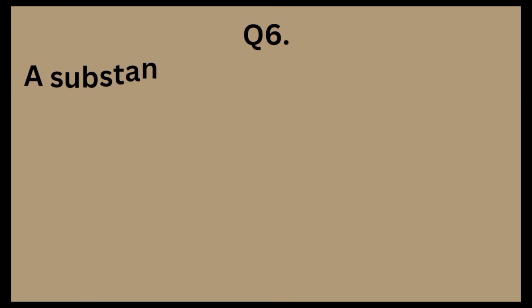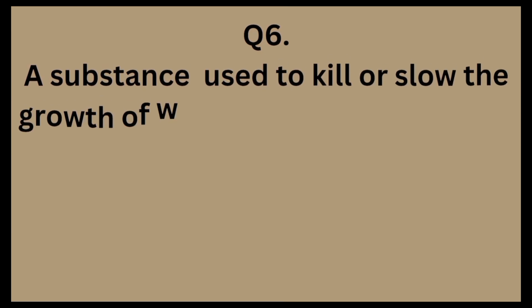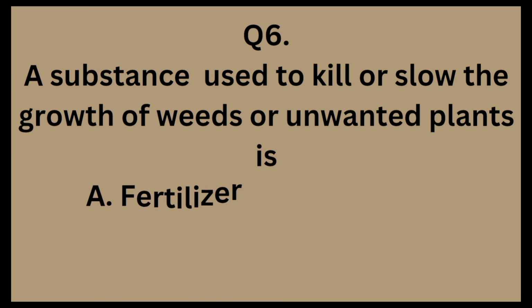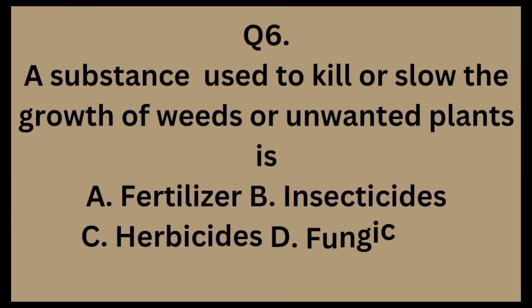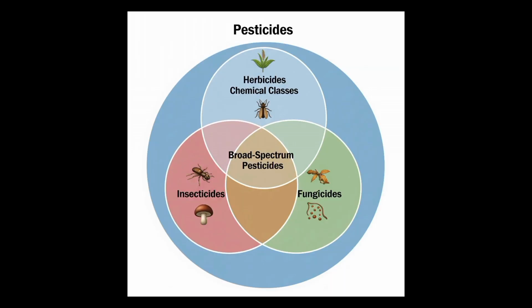Alternative A is fertilizer. Fertilizer is a substance added to soil to provide nutrients that help plants grow. But the question says used to kill weeds or unwanted plants. So the definition of fertilizer and the question are not the same. The second one is insecticide. Insecticides, alternative B, kill or control insects like locusts, weevils, and so on. But the question says kills weeds or unwanted plants.